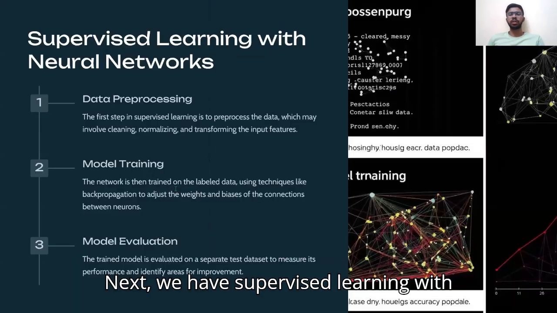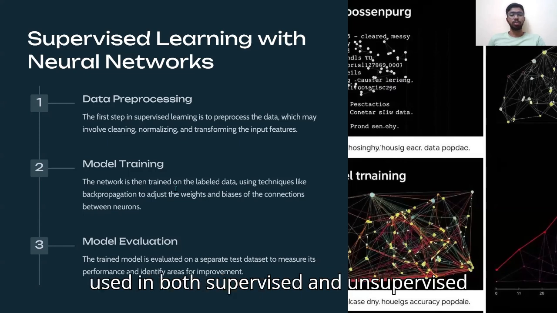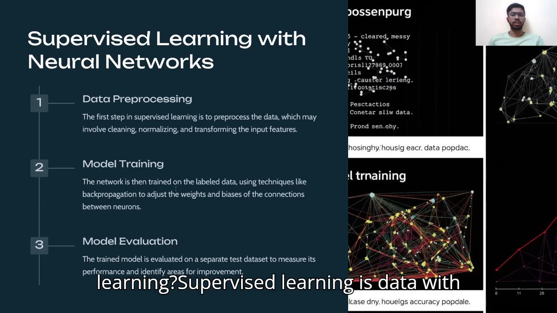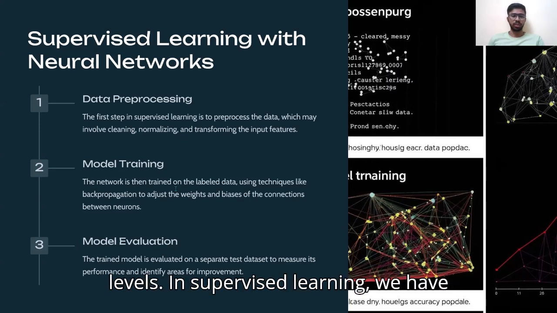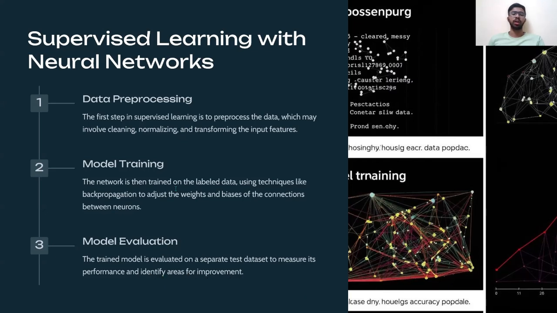Next, we have supervised learning with neural networks. Neural networks can be used in both supervised and unsupervised learning scenarios. What is supervised learning? Supervised learning uses data with labels. The network is trained on this data and adjusts its weights and biases using a process called backpropagation to improve its predictions.